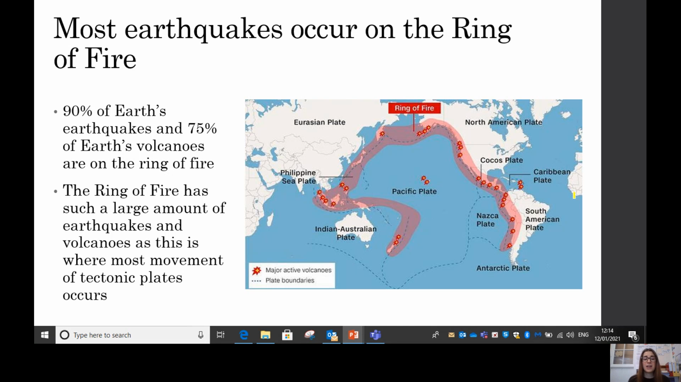The Ring of Fire has such a large amount of earthquakes and volcanoes as this is where most movement of tectonic plates occurs. As you can see on the ring, it's got many plate boundaries, and as we know, that's where much of the activity that creates earthquakes and volcanoes occurs. So the Ring of Fire is perhaps a dangerous place to live because there can be lots of earthquakes and, as we've said, lots of volcanoes.